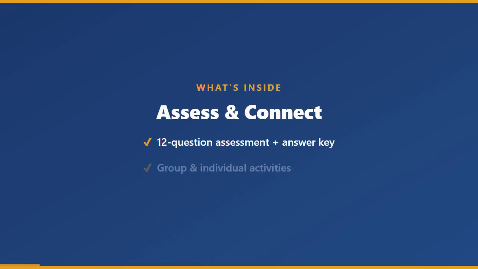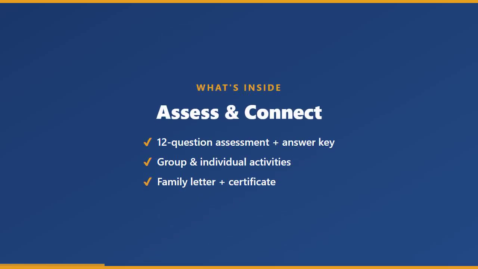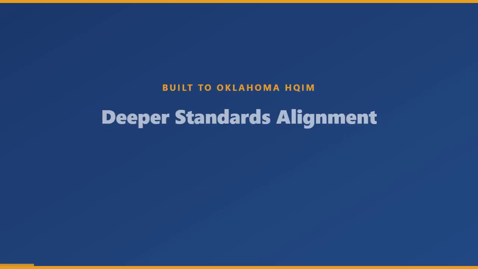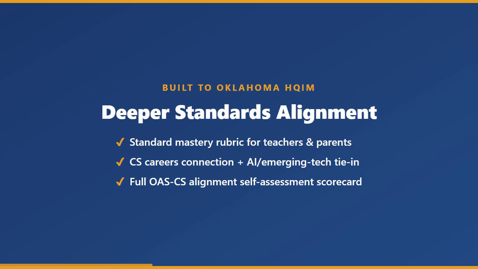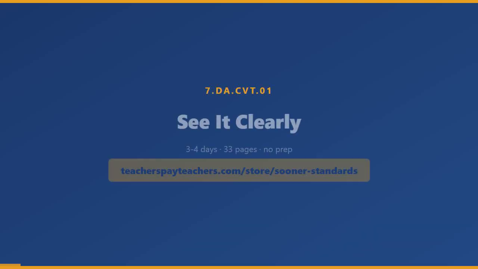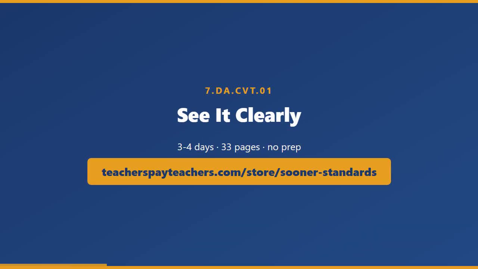This unit includes a standard mastery rubric for teachers and parents, a visual comparison chart for choosing the right chart, a CS Careers connection, and an AI connection, all built to the Oklahoma HQIM rubric, plus a 10-question assessment with answer key, group and individual activities, vocabulary puzzles, a family letter, and a certificate of achievement. That's 3 to 4 days of no prep HQIM aligned instruction across 33 ready-to-print pages.